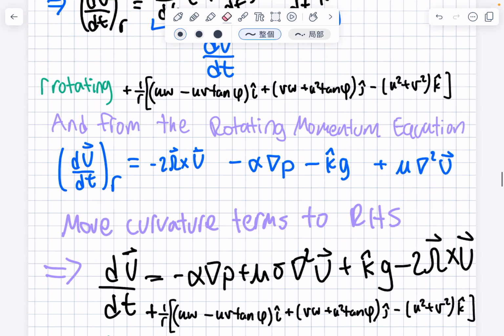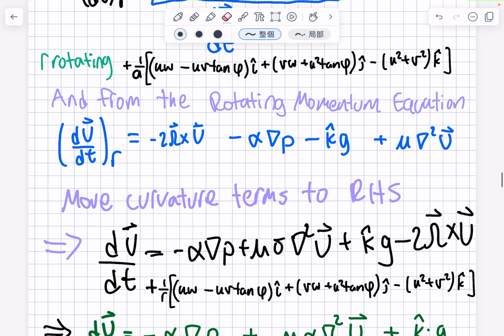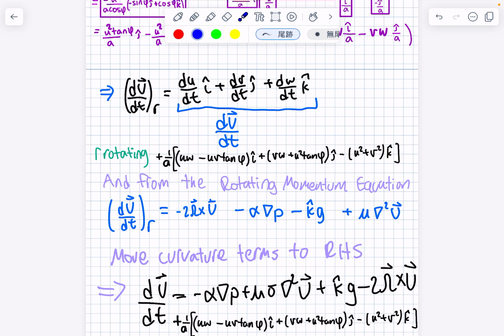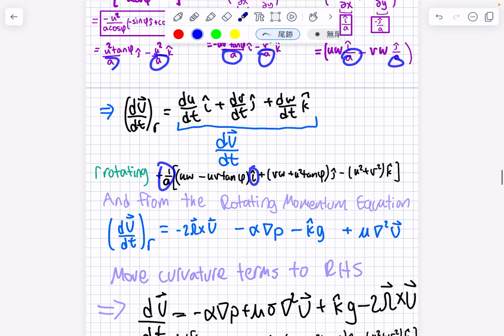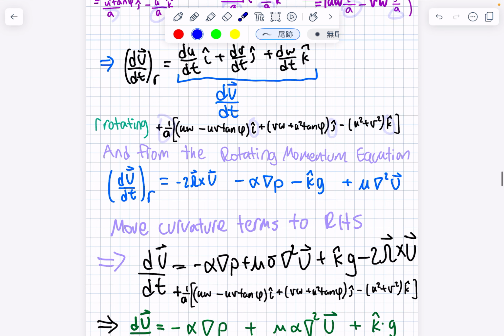So we'll keep calling this a. Okay, back on track. So we have these terms, each of them is divided by a. So I just took that out and grouped by i, j, and k, and you'll get terms that look like this. For i, we'll have uw minus uv tangent phi, which remember phi is latitude, if I forgot to mention. For j, we have vw plus u squared tangent phi, and for k, this full term is negative u squared plus v squared.